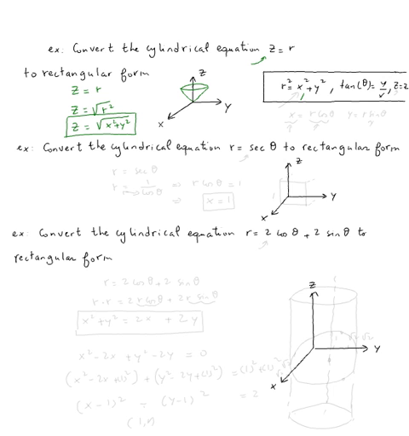Alright, next, convert the cylindrical equation r equal secant of theta. Again, let me rewrite the formulas. X equal r cosine theta, y equal r sine theta, and of course z is just equal z. So I need the cosine or sine, so I'm going to rewrite secant as just 1 over cosine. Now if I multiply across, I get r cosine theta equal 1. But I know r cosine theta is just x, so x equal 1. So I get this plane.